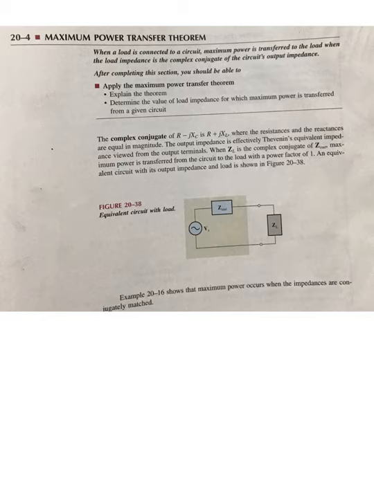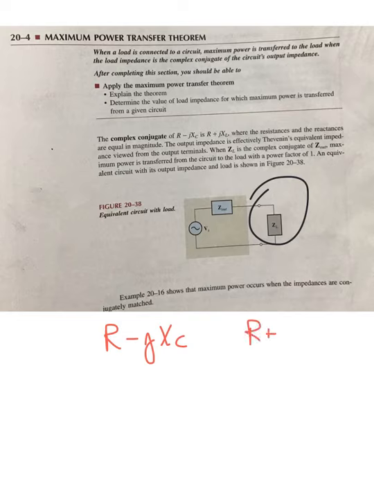If you read up at the top, it says maximum power when a load is connected to a circuit. Here's the load. Maximum power transfers when the load is the complex conjugate of an input circuit. So, if I may, down here, our resistance minus capacitance, or our resistance plus inductance, is a complex expression. It's not an equation, it's an expression.